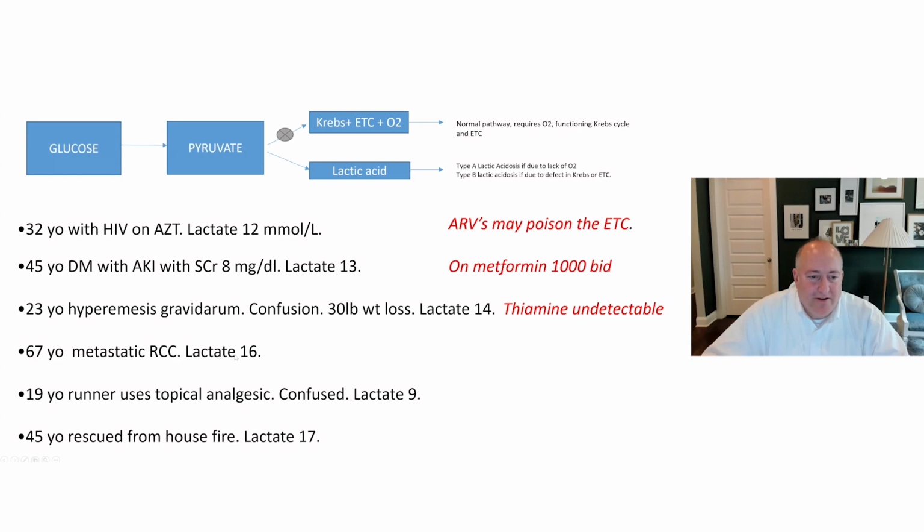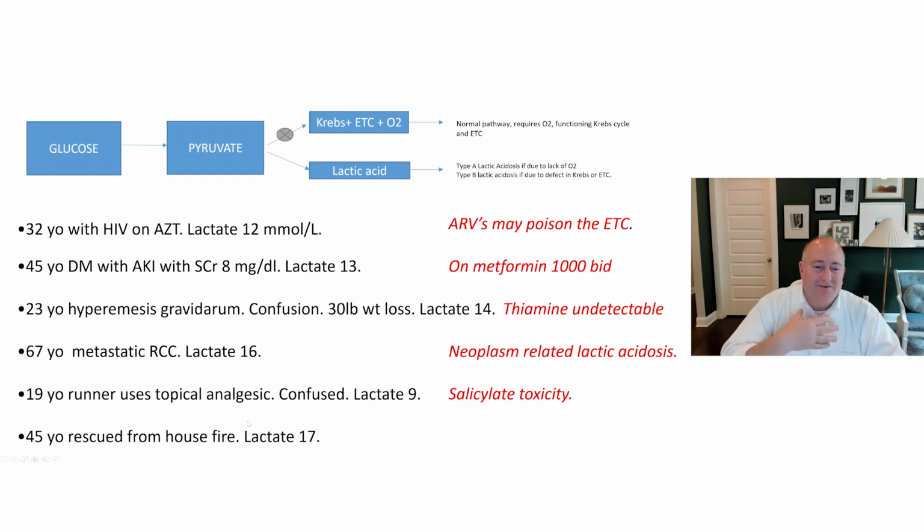Hyperemesis, the patient's very malnourished. Metastatic cancer can do it. I think that's more of just increasing anaerobic metabolism. This is salicylate toxicity. You can use methyl salicylate, and this patient was just using a lot of it, and it gets absorbed systemically. The classic presentation would be anion gap acidosis and respiratory alkalosis, and the salicylate, aspirin, will interfere with the electron transport chain. That's the mechanism.